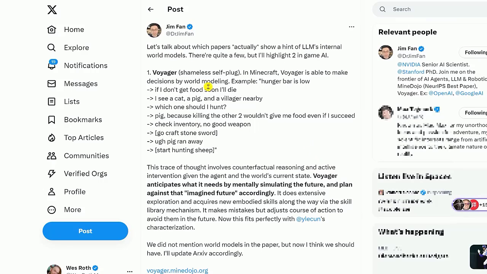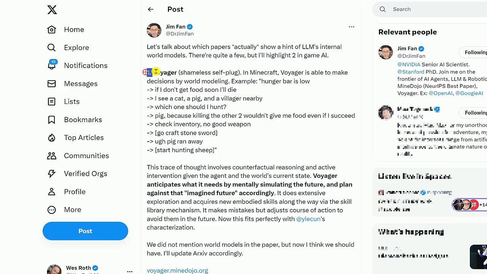And so the next post that Dr. Jim Fan makes is, let's talk about which papers actually show a hint of LLMs' internal world models. There's quite a few, but I'll highlight two in game AI. By the way, this guy is a great follow. I believe he worked on autonomous agents for quite a while. He worked pretty closely with Andrej Karpathy from OpenAI. So definitely an interesting person to follow.